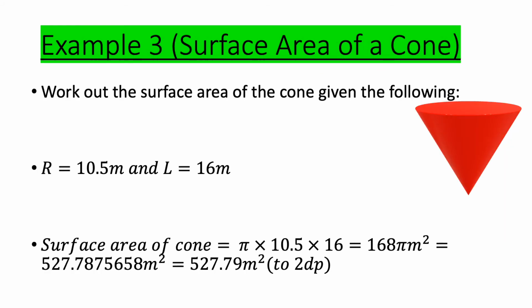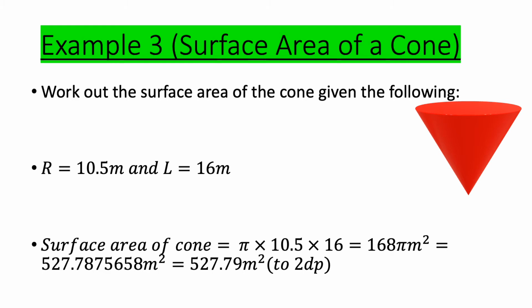Right, next one. This time we're looking at the surface area of a cone. The formula here is that the surface area is pi times R times L. That works out the surface area of the cone.